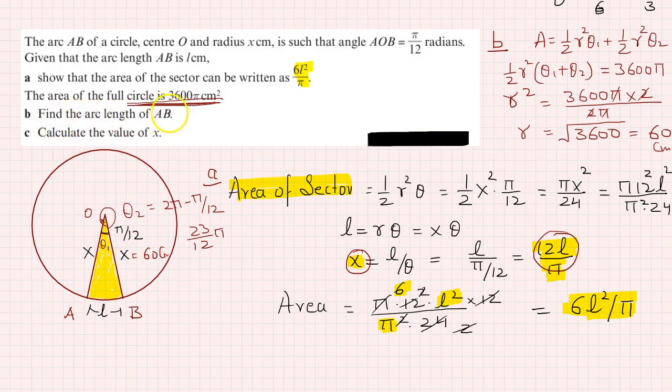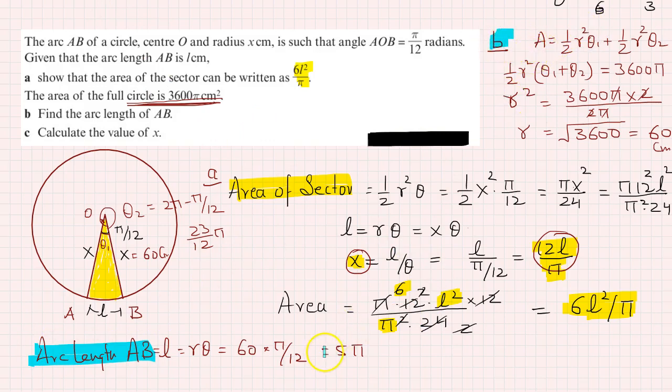Find the arc length of AB. So arc length AB is equal to L, which is r theta, that is equal to 60 multiplied by pi over 12. So that is 5 pi. So the arc length of AB is 5 pi. To calculate the value of x, x is the radius. We have already calculated x, 60 centimeters.